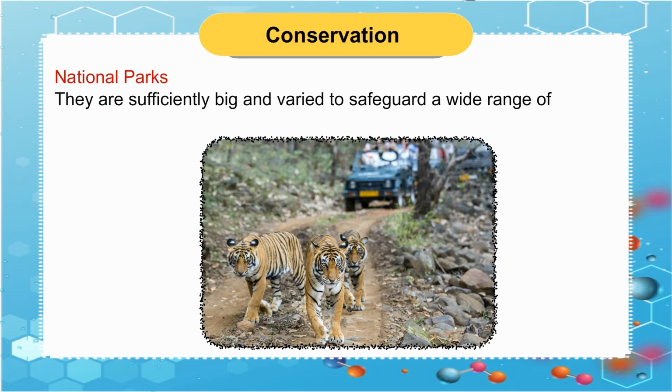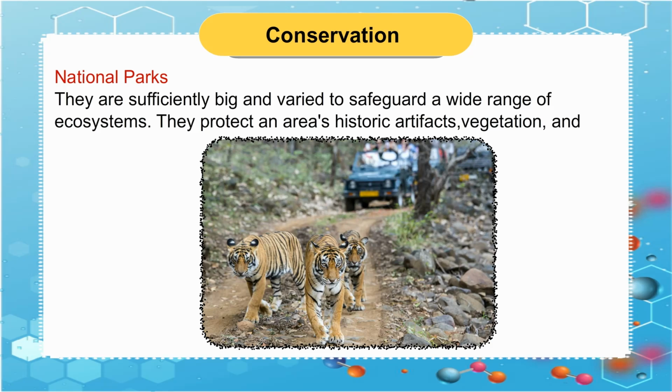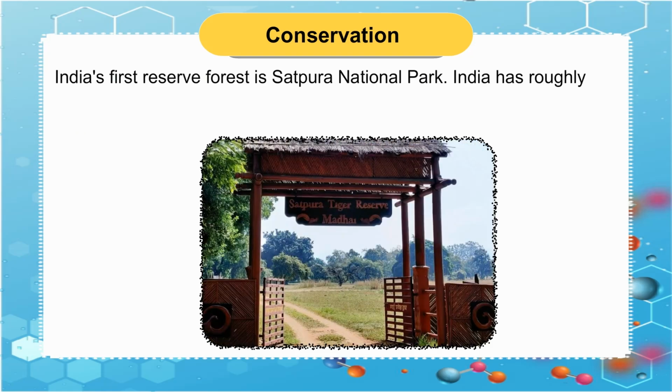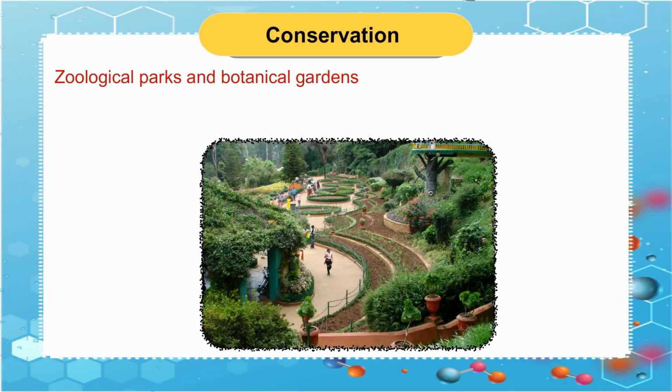National parks are sufficiently big and varied to safeguard a wide range of ecosystems. They protect an area's historic artifacts, vegetation, and biodiversity. India's first reserve forest is Satpura National Park. India has roughly 100 national parks.